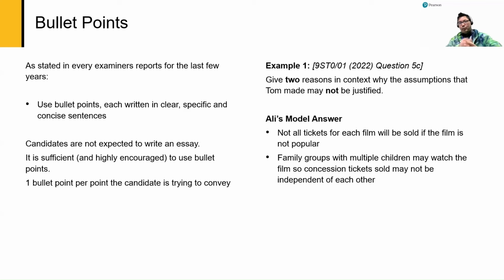Two bullet points. Bullet point number 1, not all tickets for each film will be sold if the film is not popular. Turns out that question was about the cinema and films. But the point I'm trying to convey here is, it's the bullet points that we look for. Bullet point 2, family groups with multiple children may watch the film, so concession tickets sold may not be independent of each other. Again, 2 bullet points, 2 marks. That is exactly what we are looking for. Just as another example, another type of question could be things like advantages and disadvantages.